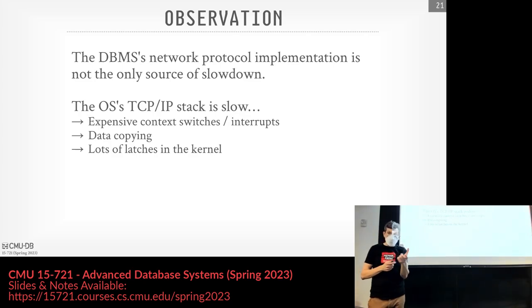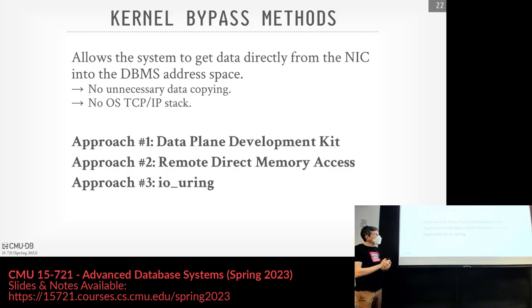So I want to talk about two categories of approaches to work with and avoid the operating system for doing fast network transfers. The first one is going to be kernel bypass methods.